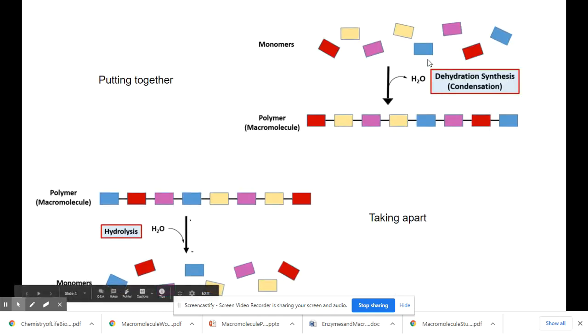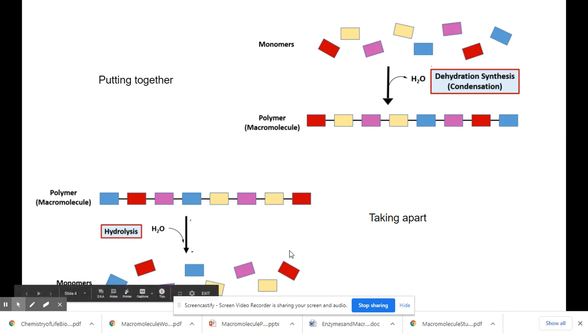We can attach them or put them together through a process called dehydration synthesis. By removing a water, we can connect our monomers to make a polymer. Okay, the opposite is also true. We can take them apart through a process called hydrolysis, hydro meaning water, lysis meaning to cut, and we can actually break down these bonds and go from a long polymer to single subunits or monomers.